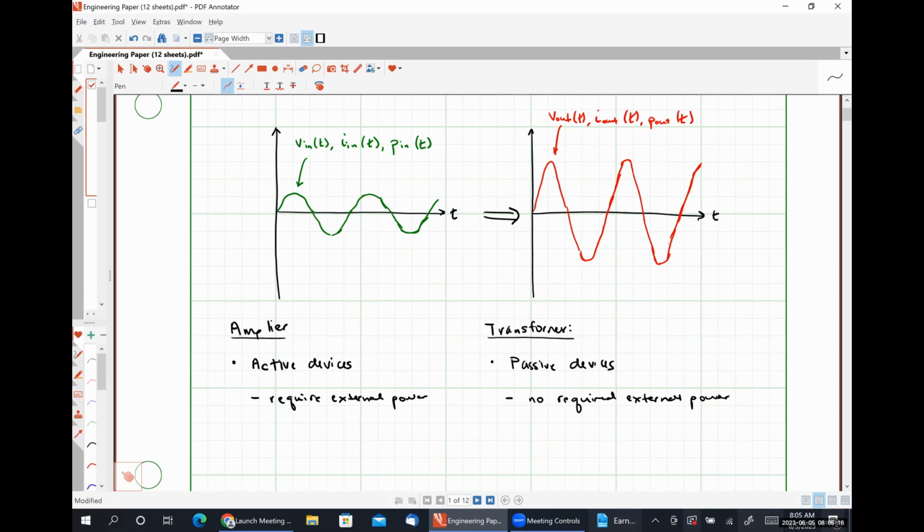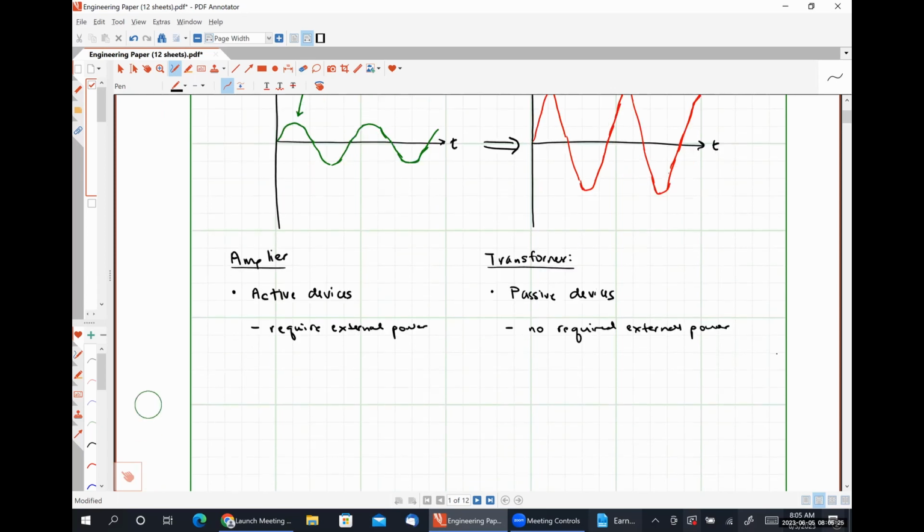So the largest consequence of amplifiers being active devices, or externally powered devices, is that the output power does not have to equal the input power, right? What I mean by that specifically is that the signal power at the input can be less than the signal power at the output. Whereas for a passive device, we will find that our output power is always going to be less than or equal to our input power.